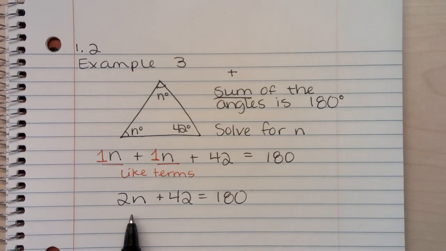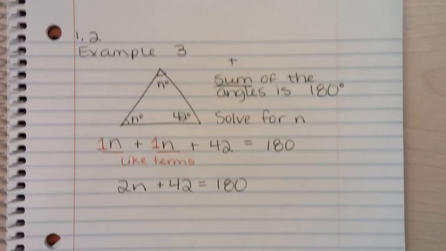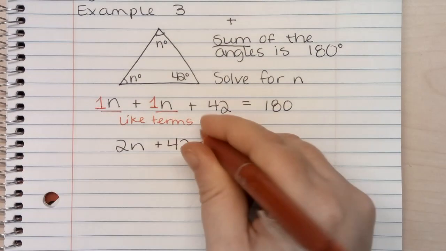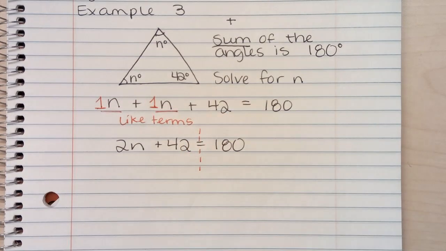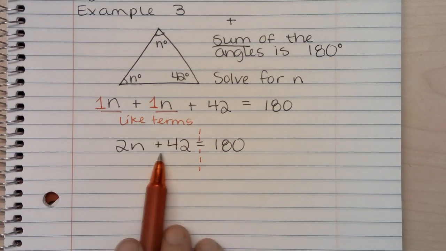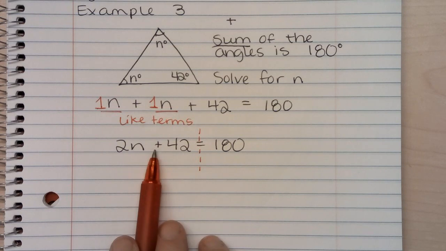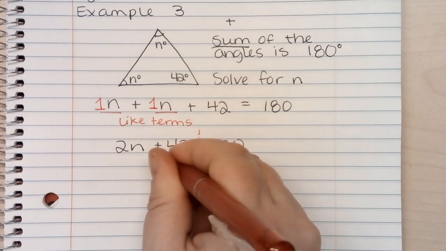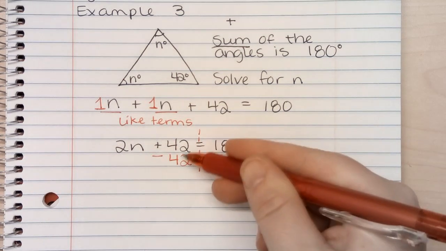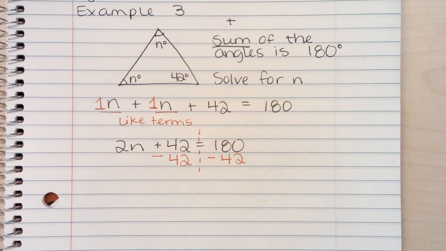Now I'm at this nice two-step problem. I'm going to draw my little train tracks, and I'm still going to be simplifying until I can isolate n. I need to get n by itself. Remember, I'm going to start with what's farthest away, a plus or a minus first. This says plus 42, so I know I'm going to minus 42. Whatever I do to one side of the equal sign, I have to do to the other side of the equal sign.